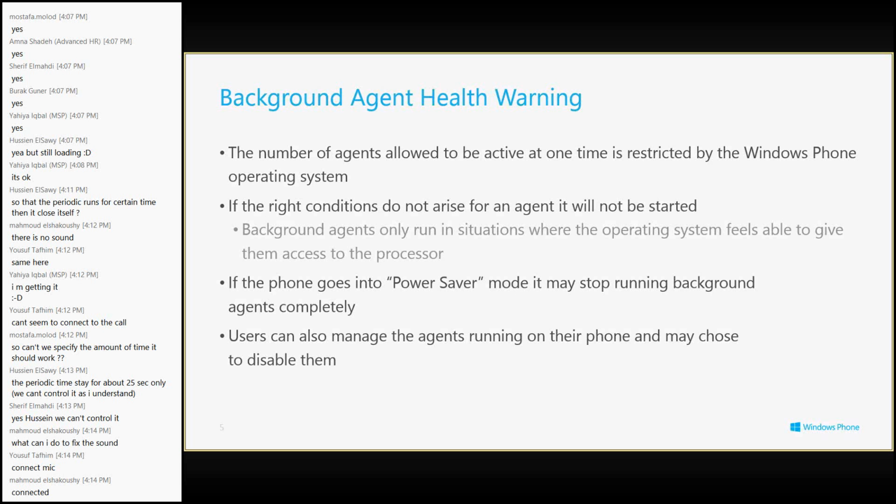Also, the background agent can be disabled if the system limit for agents has been exceeded. Every phone has a limited number, which relates to the memory. If you have a phone with 1 gig of RAM, it would be different than one with 512 megs of memory. So that's why you should not put any critical data.